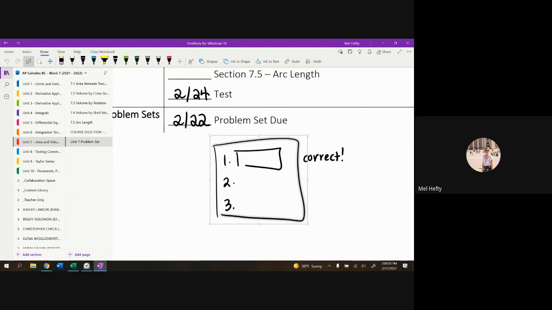On the test, can we use a calculator? Most likely yes.